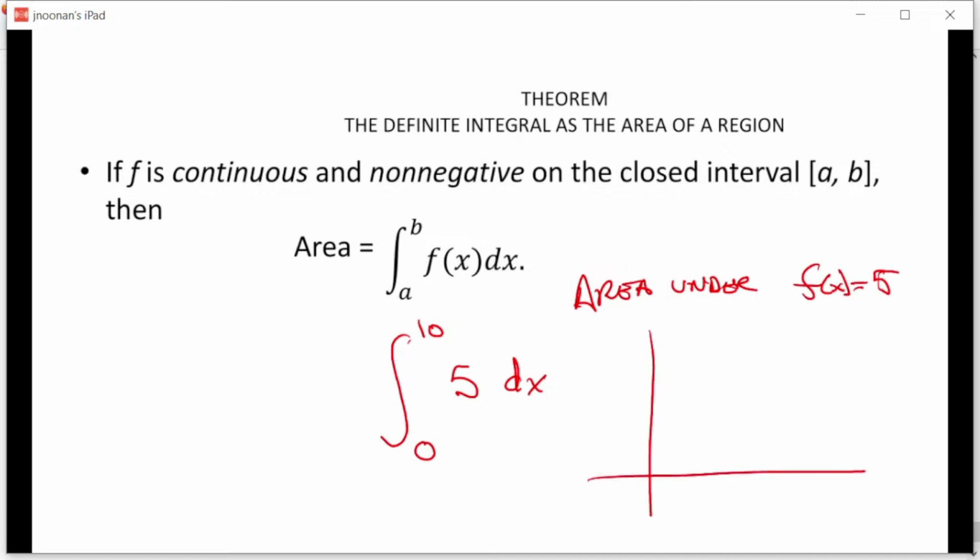Here's f of x equals 5. There's 5 right there. Here's 10. And I want to find this area. I'm pretty sure that each one of you could find that area. What is that area? 50. Okay, 50, that works.